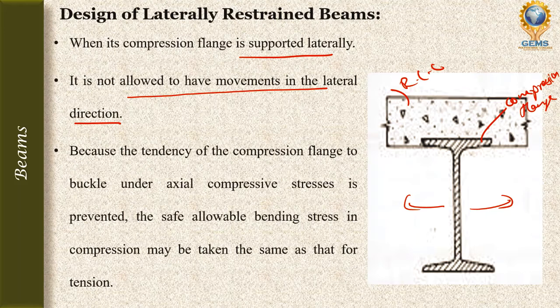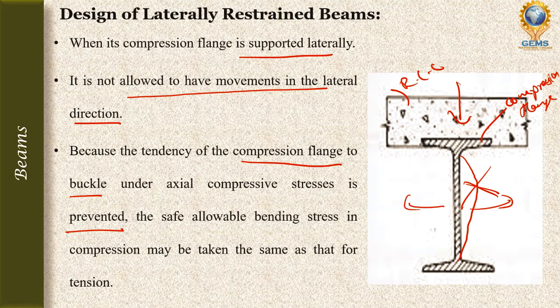Why? Because of the tendency of the compression flange to buckle. Due to the loading acting on it, the compression flange will tend to buckle under the axial compressive stress. So what we are doing by giving the lateral support to the compression member, we are restricting this buckling. So the tendency of the compression flange to buckle under compressive stress is prevented. We are preventing the buckling effect by providing the lateral support.